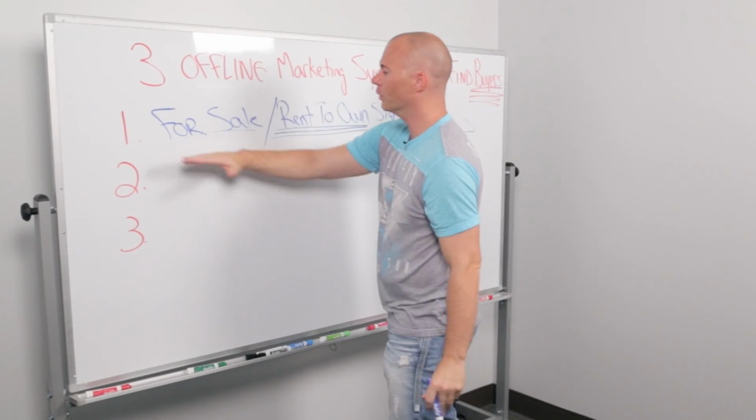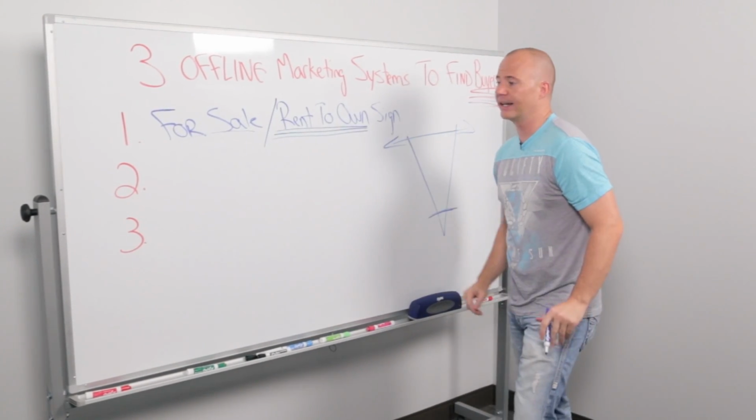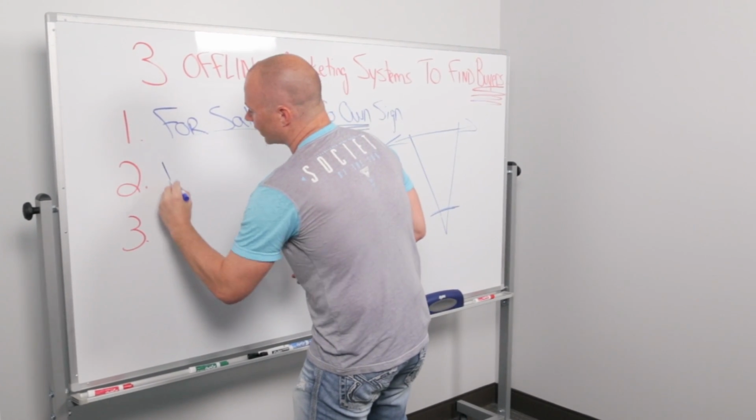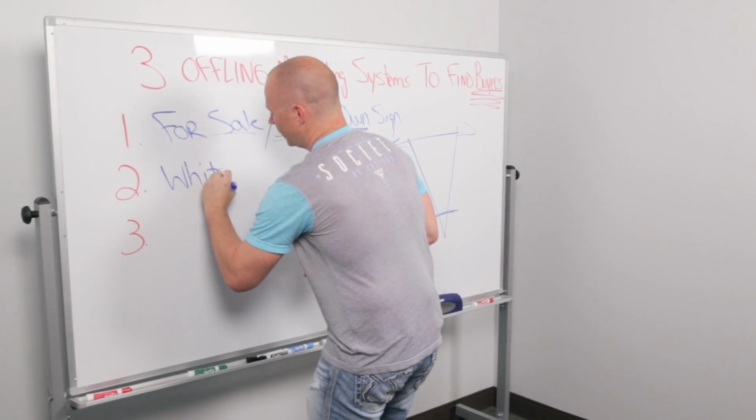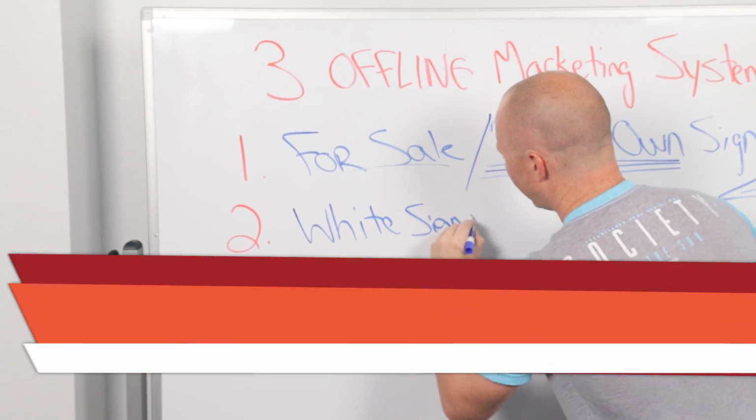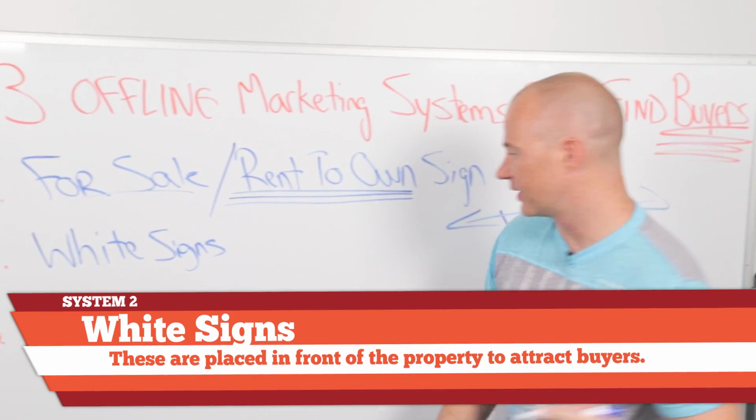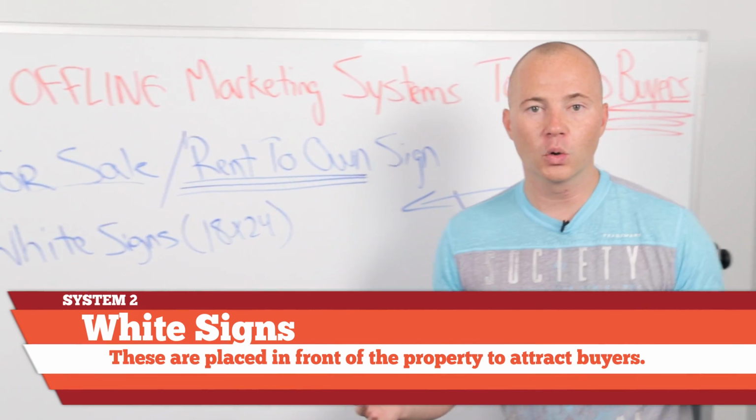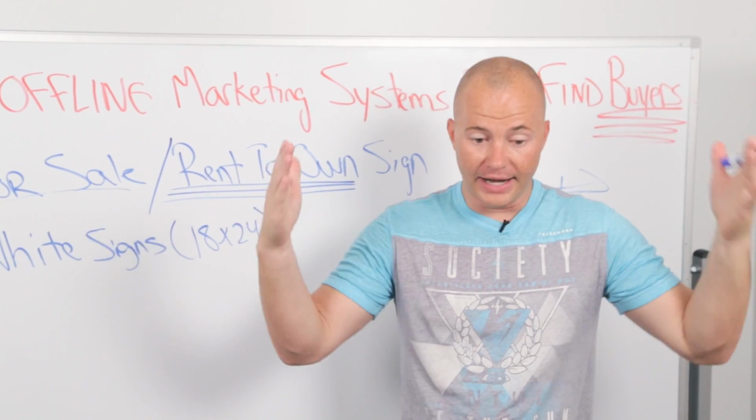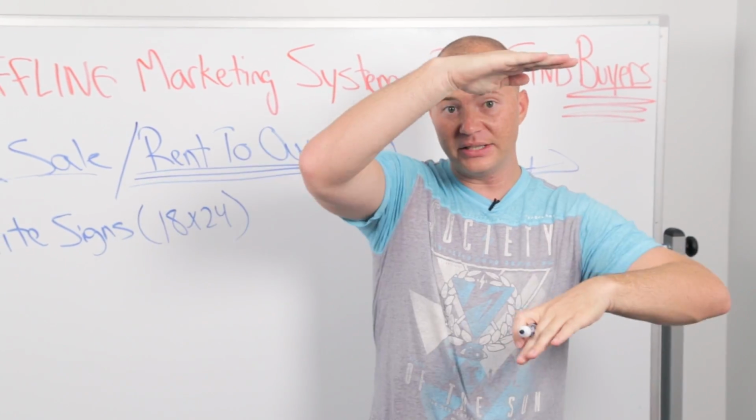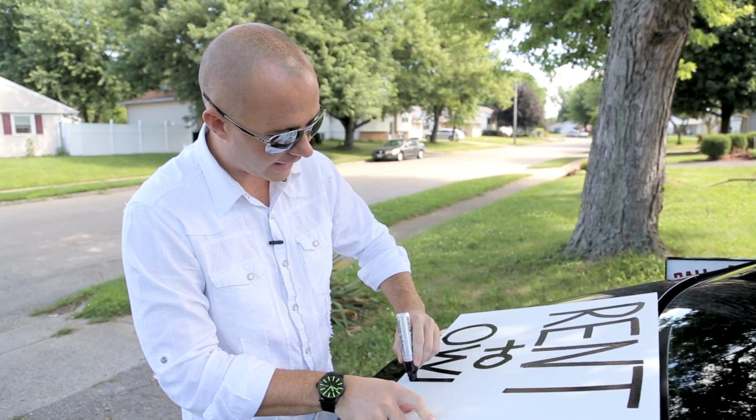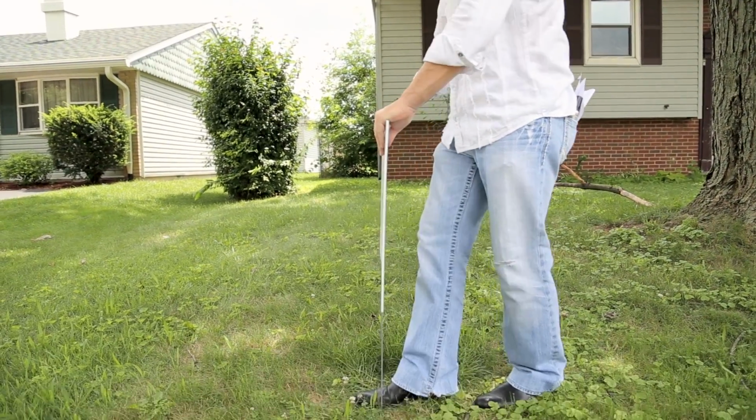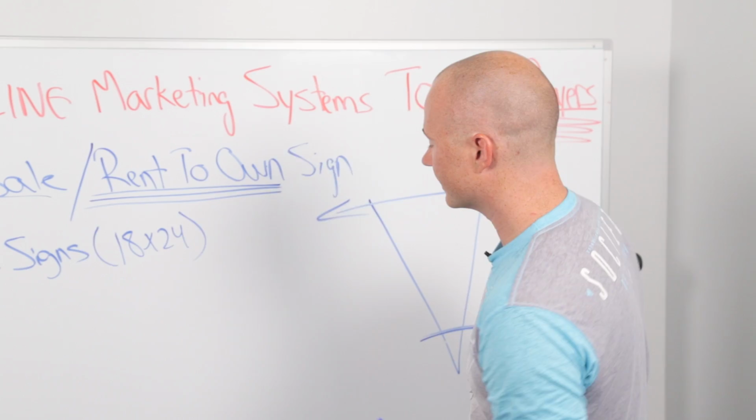So that's the first thing that we do. We have a for sale sign and a rent to own sign in the yard. Another offline approach that we do is something called white signs, okay? Now, these white signs are very, very simple. They are 18-inch by 24-inch white corrugated plastic signs. So 18 inches tall, 24 inches wide, okay? Corrugated plastic, meaning that you have to put what's called an H-wire stake into the bottom of these signs, okay?